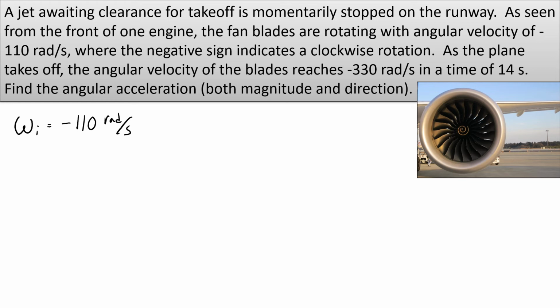And then it says it reaches a new speed of negative 330 radians per second. So we'll call that omega f, equal to negative 330 rads per second, in a time of 14 seconds. Hopefully by writing the GUESS method out like this, it is almost muscle memory. It says find the angular acceleration, both magnitude and direction. So you can make your Greek letter alpha, that's what we're looking for. So givens, unknown, we'll write the equation.